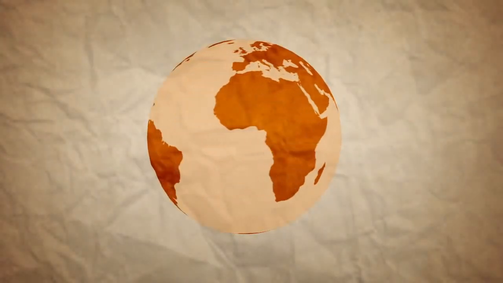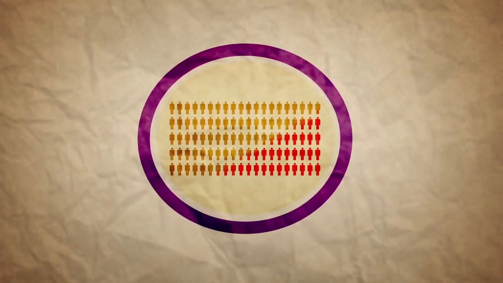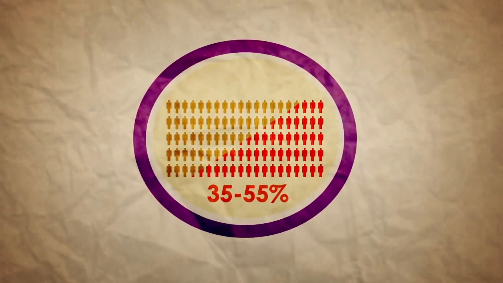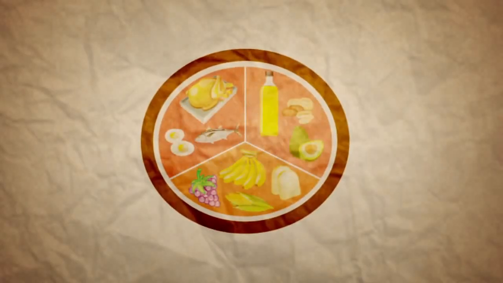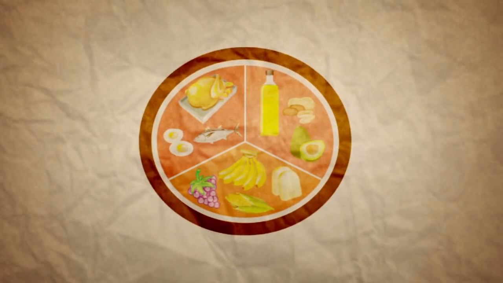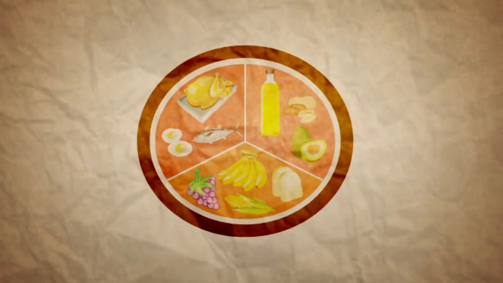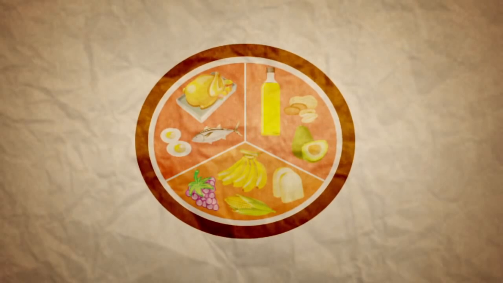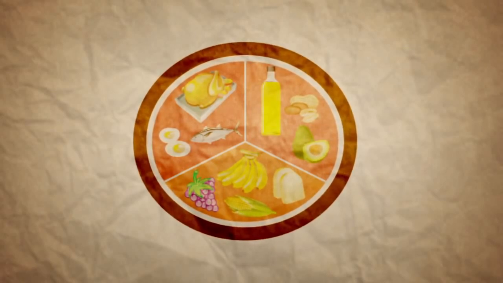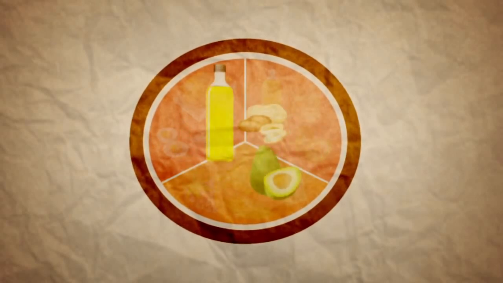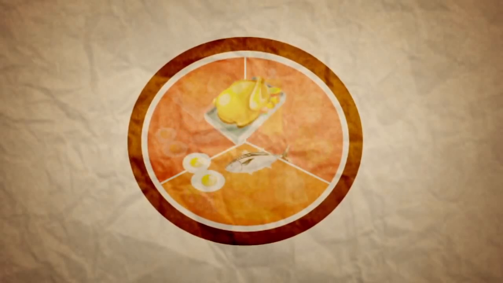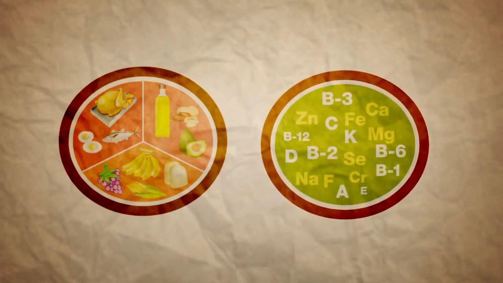Worldwide, malnutrition affects 1 in 3 people. Malnutrition contributes to between 35 and 55% of all childhood deaths, or even more in acute emergency situations. There are 2 common types of malnutrition. Firstly, there is protein energy malnutrition, which results from a diet lacking all major macronutrients, such as carbohydrates, fats, and proteins. Secondly, there is nutrient malnutrition caused by a diet lacking essential vitamins and minerals.